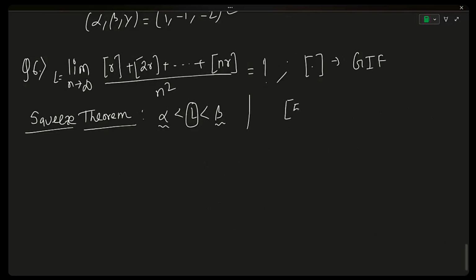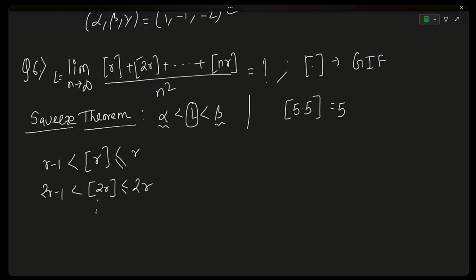So if I say r is 5.5, the box of 5.5 is 5, which means the box of a number is usually less than the number. So I can write that box of r is less than or equal to r, and it is strictly greater than r minus 1. This we can understand. And in a similar way, 2r minus 1 is less than box of 2r, which is less than or equal to 2r. And if you continue this, you get nr minus 1 less than box of nr less than or equal to nr.